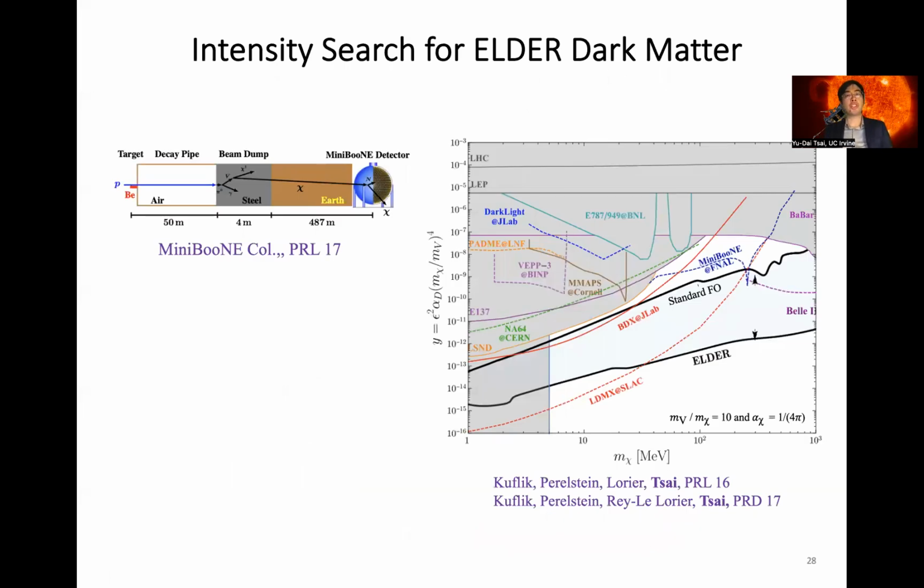So intensity searches for elder dark matter are also very important. As I said, intensity means you have a lot of particles hitting the target, producing this elusive stuff, and you see them in the detector, in the dense detector. After us, the MiniBooNE curve was published and started to probe this regime. So one day LDMX will be able to probe this regime of the elastically decoupling relic dark matter, or elder dark matter. And Belle also has some sensitivity.